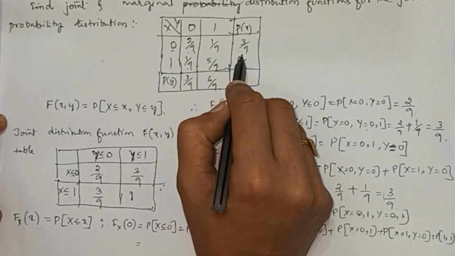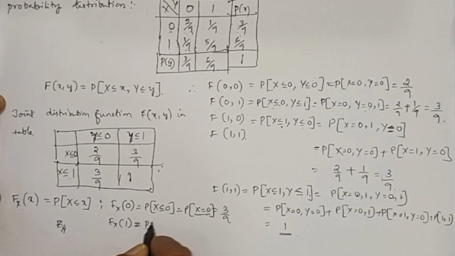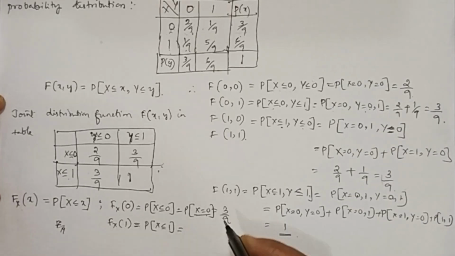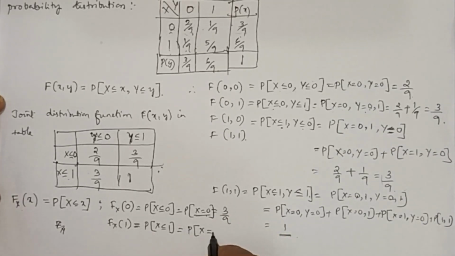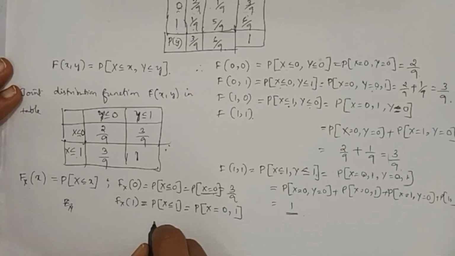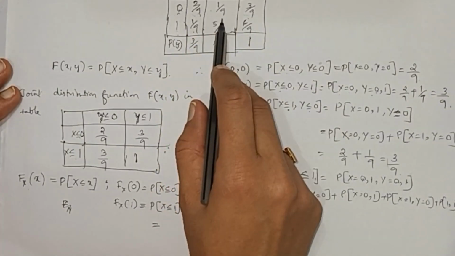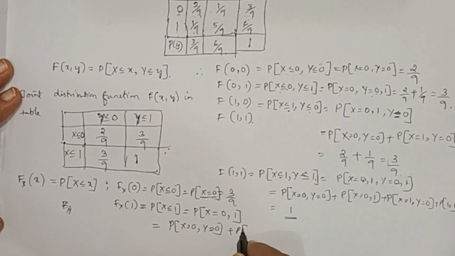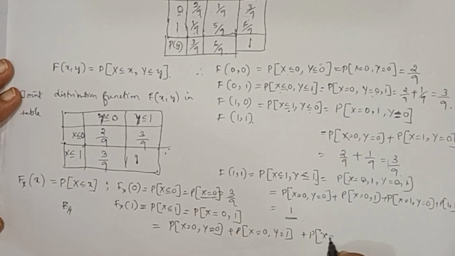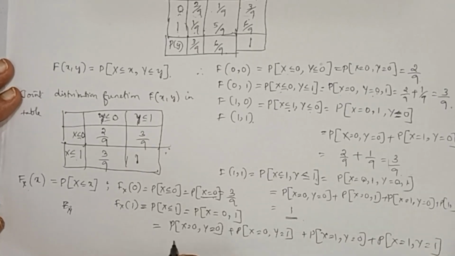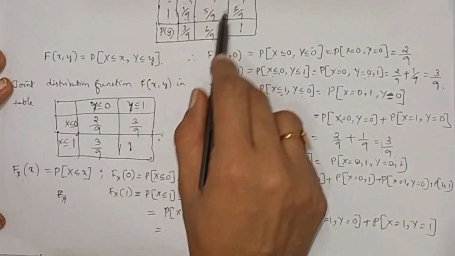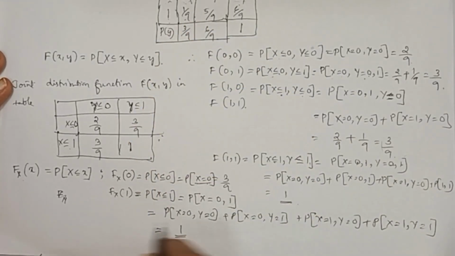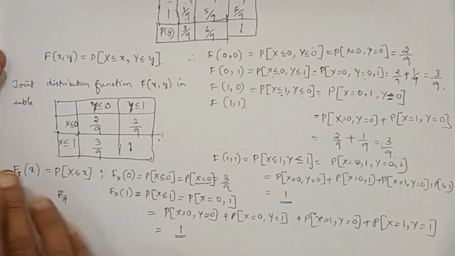F_X of 1 equals the probability of X less than or equal to 1, which is equal to the probability of X equal to 0 comma 1. So here you have to take the sum over all values of Y. That is P of X equal to 0, Y equal to 0, plus P of X equal to 0, Y equal to 1. Then again X equal to 1 with Y equal to 0, plus the probability of X equal to 1, Y equal to 1, which is nothing but the whole probability, the sum of all the values, which is equal to 1.